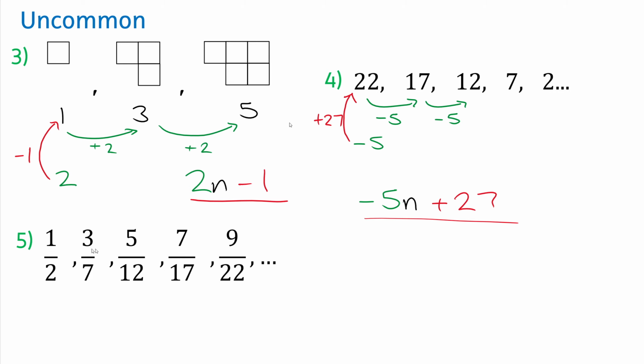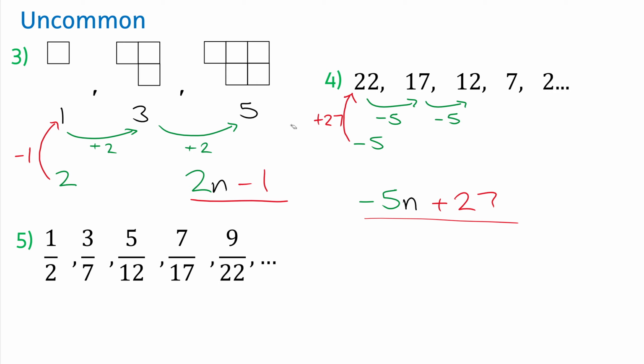Now, number 5 looks horrendous. We've got fractions: a half, 3/7, 5/12, and so on. Now, what some people might start doing is going, oh, well, that's 0.5, and this is, oh, this is horrible. No. If you have a fraction sequence, then we're going to have a fraction nth term rule.